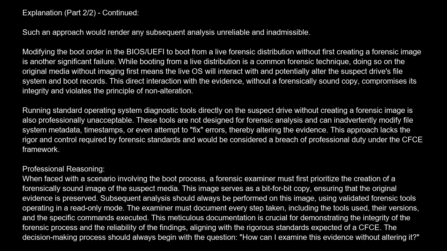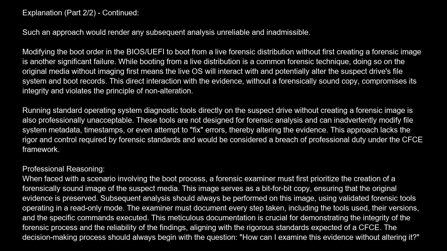Professional reasoning. When faced with a scenario involving the boot process, a forensic examiner must first prioritize the creation of a forensically sound image of the suspect media. This image serves as a bit-for-bit copy, ensuring that the original evidence is preserved. Subsequent analysis should always be performed on this image, using validated forensic tools operating in a read-only mode.